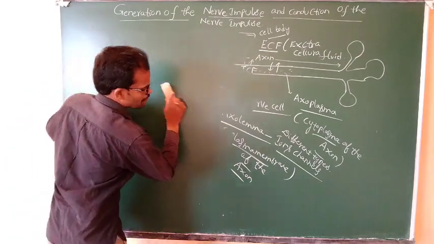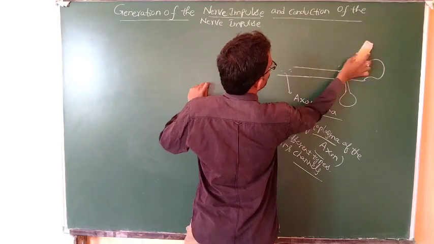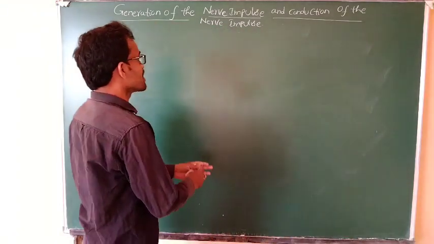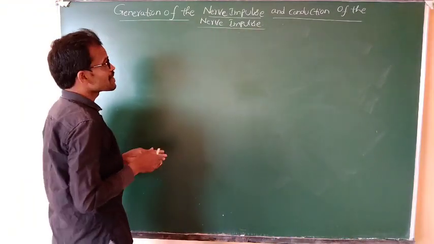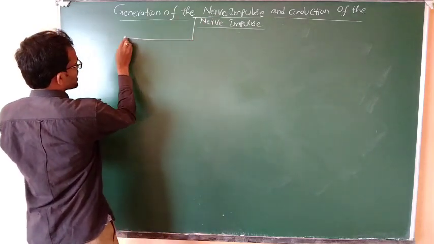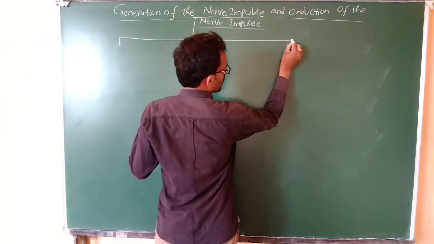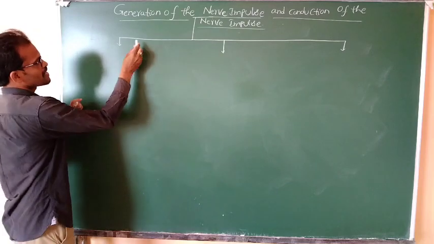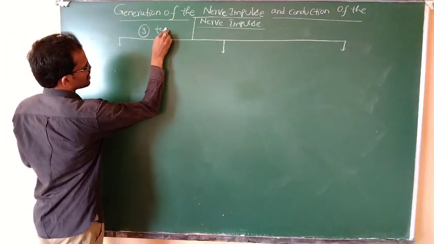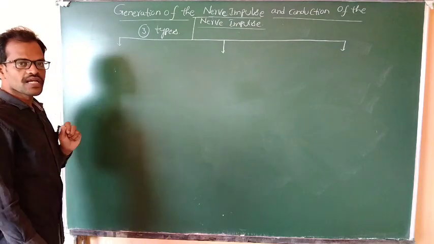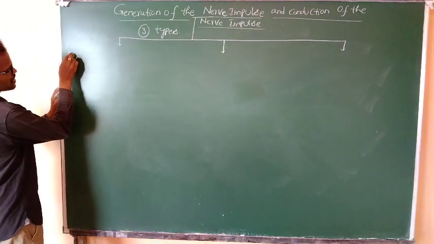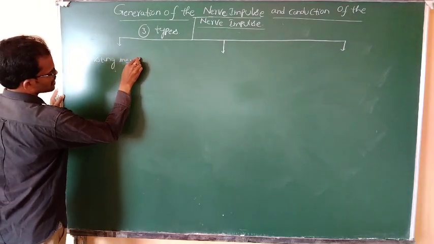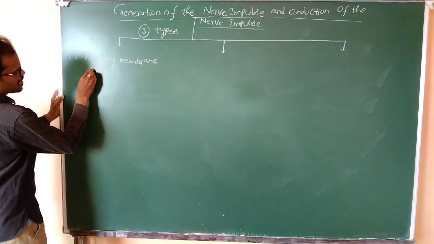Coming to excitable cells, how are nerve impulses generated? The nerve impulse is divided into three types, based on our understanding. The first type of the nerve impulse is known as the resting membrane potential.